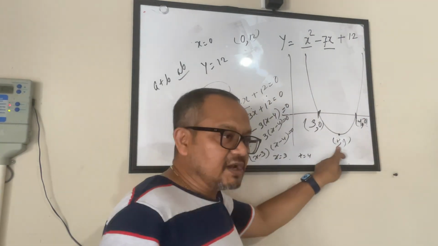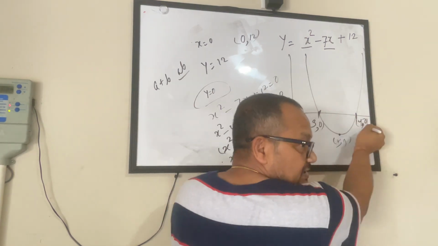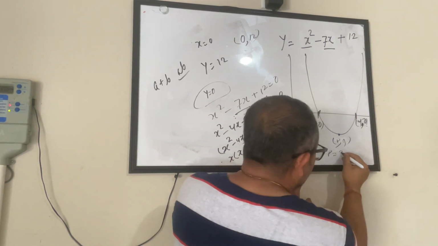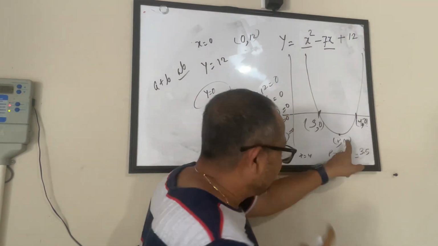Now, what will be the x coordinate for the vertex? This is exactly in the center, so it's divided by 2. The x coordinate, or p, will be 3 plus 4 by 2. It will be 3.5. What will be the y coordinate here?